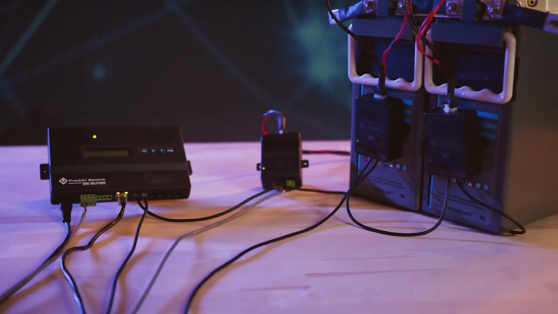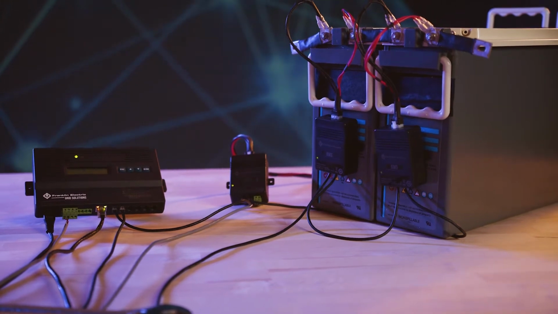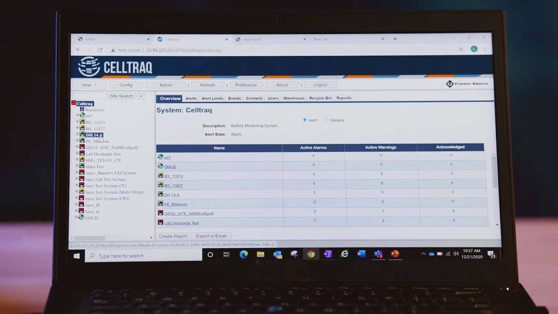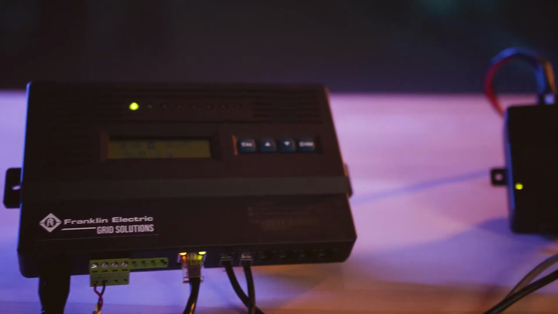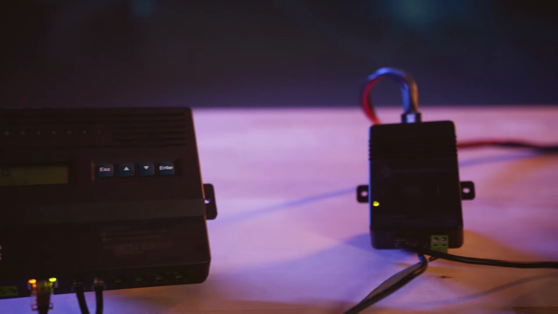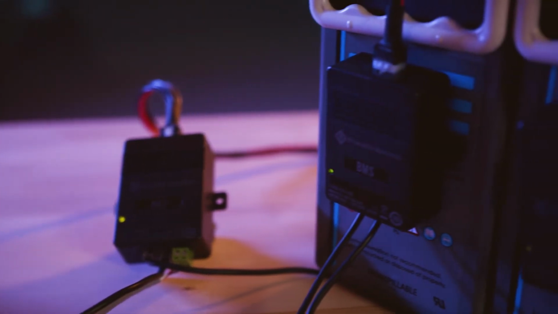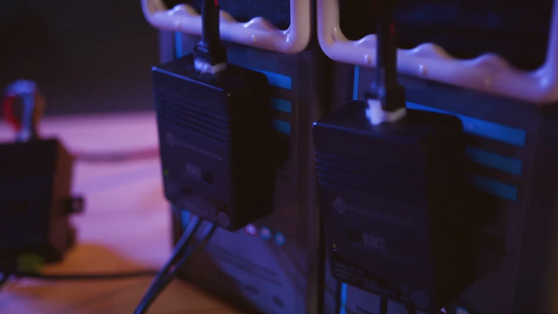The CELLGUARD wired battery monitoring system from Franklin Electric Grid Solutions ensures uptime with 24/7 monitoring of batteries in all stationary power backup applications. CELLGUARD wired communicates via a wired connection, improving noise immunity, and is perfect for challenging high noise environments such as data center uninterrupted power supplies.